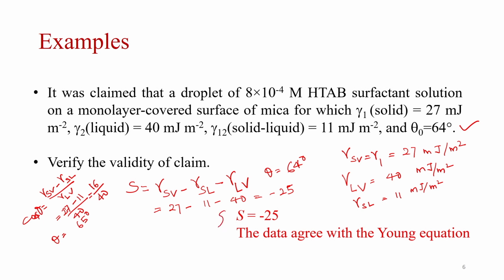So, what we have observed is, the first thing you have to see is the value of the spreading coefficient, and if the value of the spreading coefficient is negative, there will be a formation of a certain angle. So, first we agree there will be some angle, and then the data should agree with Young's equation. From Young's equation we calculated what should be the theoretical contact angle, and that is matching with the experimentally observed one. So, we can say this data is validated.